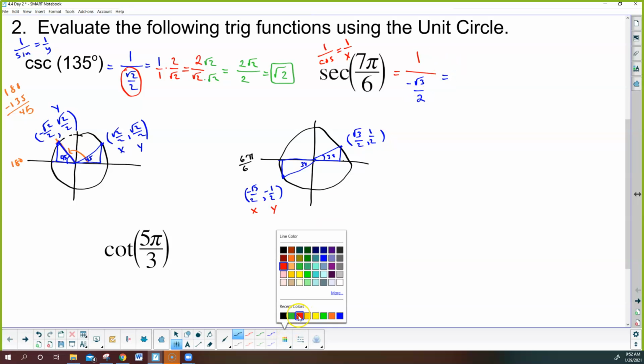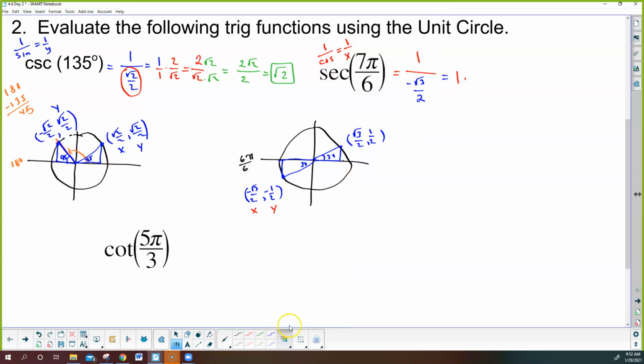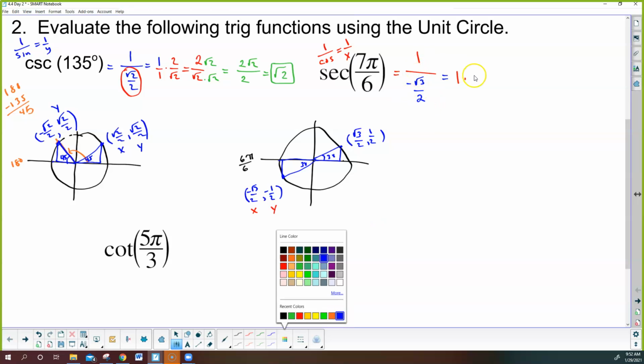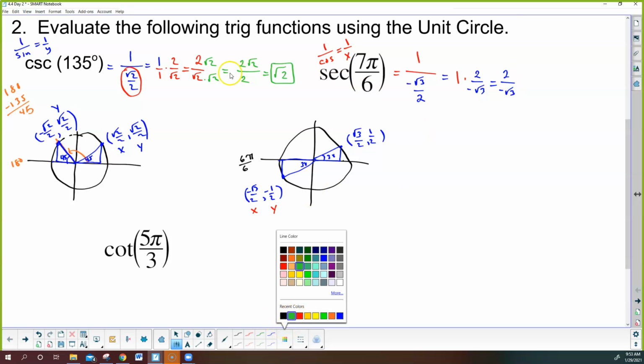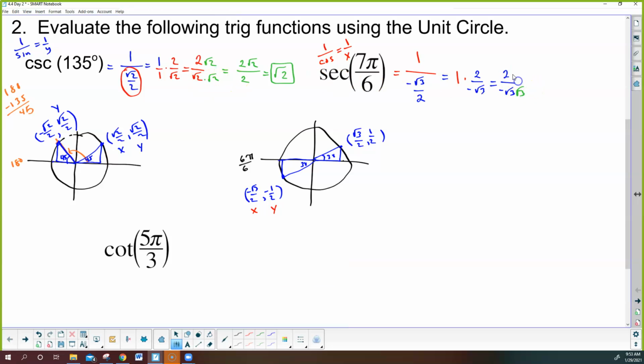All right, so now I just have to simplify this. I like to think of it as multiplying by the reciprocal. We don't like to divide by fractions. So I'm going to flip this upside down and now multiply straight across, which is just really 2 over negative square root of 3. And then we run into that same problem where we don't like the radical on the bottom. So I just have to multiply by square root of 3 top and bottom.